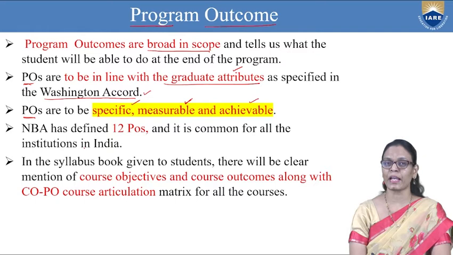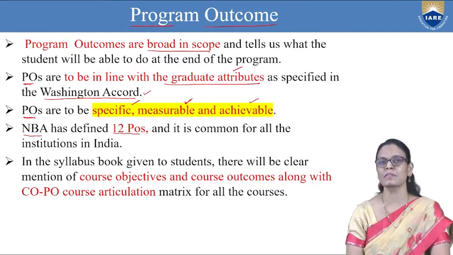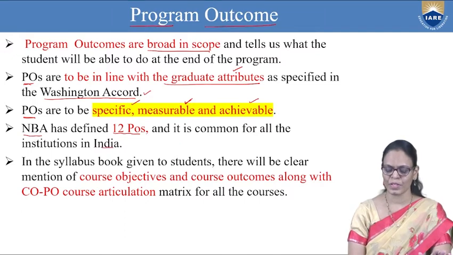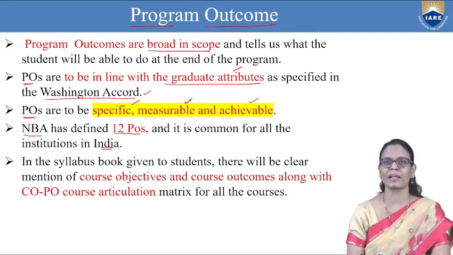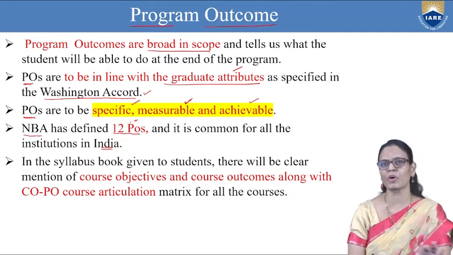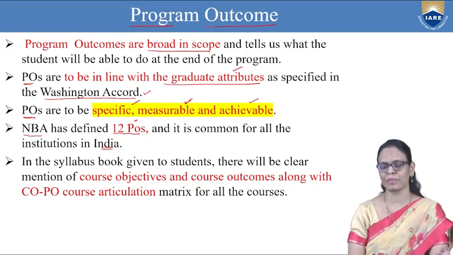Now, NBA is a full-time member of this Washington Accord, and NBA has defined 12 program outcomes, and it is common for all the institutes in India. If I'm talking about a graduate engineering program, NBA has specified 12 POs, and these are common for all institutes, as I told you, to bring everything at the same level.